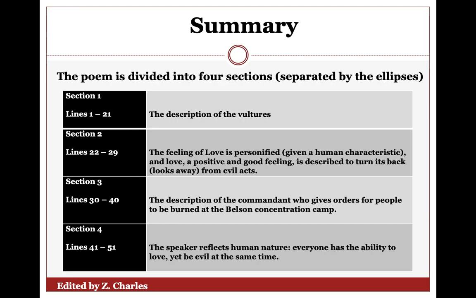The summary continued, but now, learners, if you've noticed in your poem, there are ellipses, the three dots. If you look at lines 1 to 21, at the end you'll see dot, dot, dot. So the poem, you can say, is divided into four sections. Lines 1 to 21 refer to the description of the vultures, the birds. Then in section 2 of the poem, lines 22 to 29, we are introduced to the feeling of love.